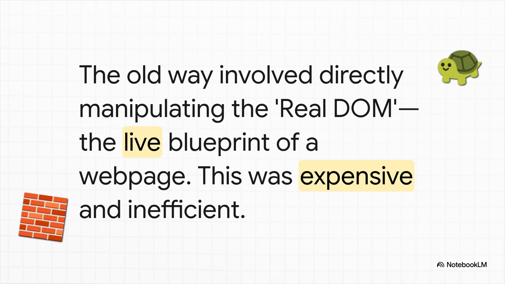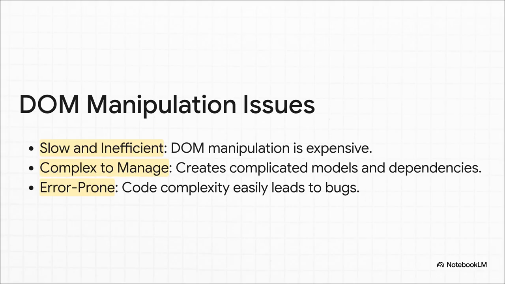It's the structure. And back in the day, if you wanted to change anything, like anything at all, you had to write code that would manually reach into this blueprint and change it piece by piece. And here's the thing. Directly changing that real DOM is what we call expensive. It makes the browser do a ton of work, and that makes your website feel slow and clunky. Plus, as your app got bigger, trying to manage all these manual changes just became this tangled up mess of code. It was super easy to make mistakes and create all kinds of frustrating bugs.